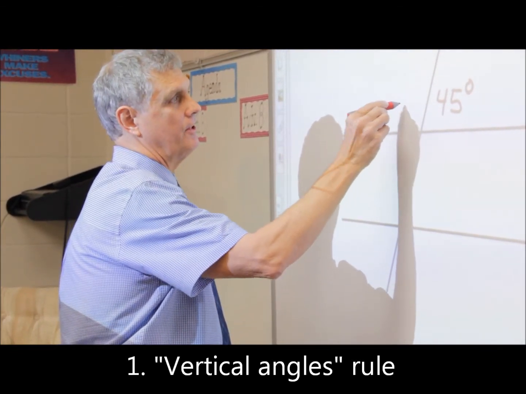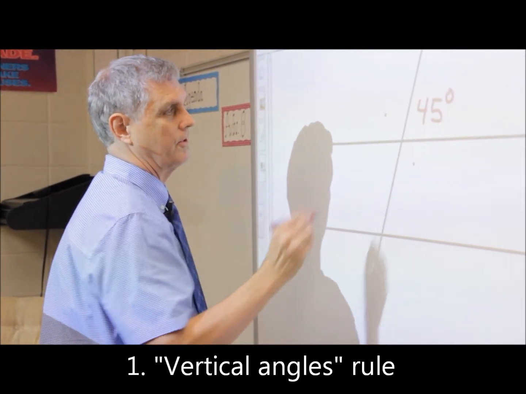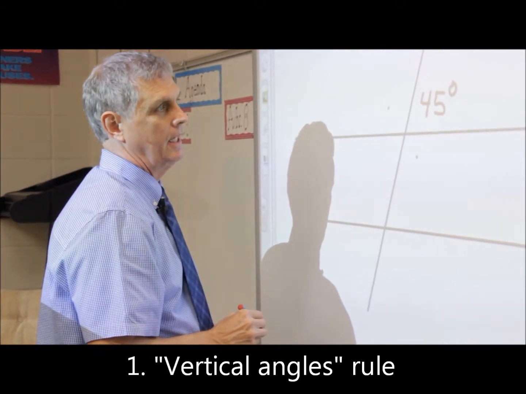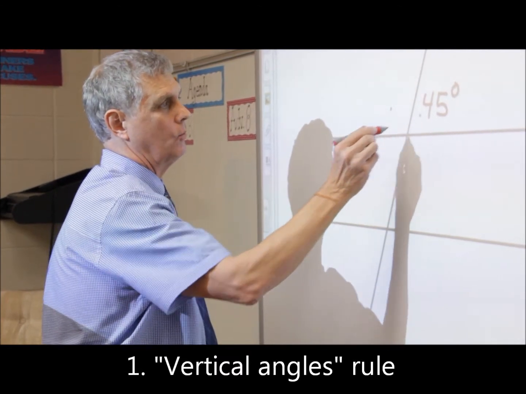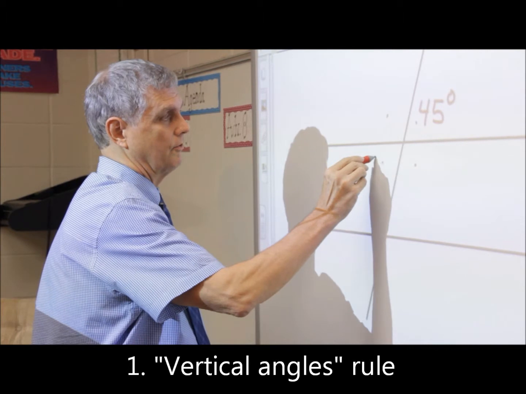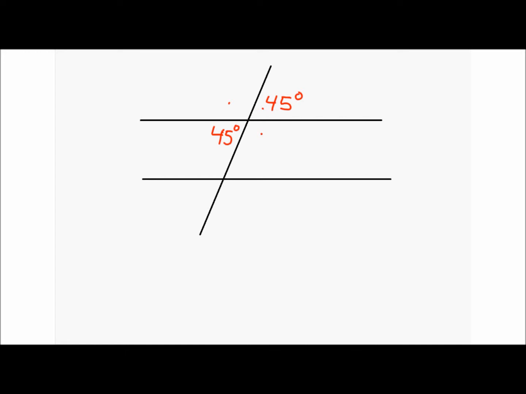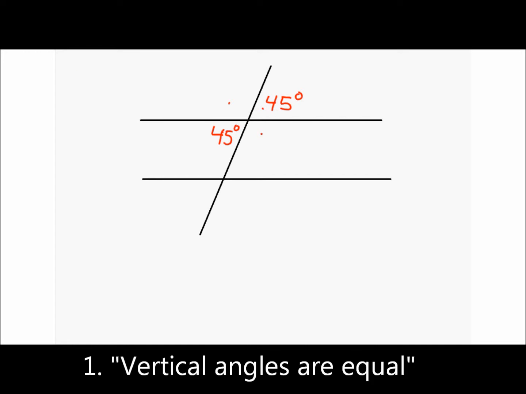It says that this angle will always be equal to the opposite angle. And same here, this angle will always be equal to this angle. So we already know that one's 45 degrees. This one has to be 45 degrees too. So that's called the vertical angles are equal rule. That's your first rule.